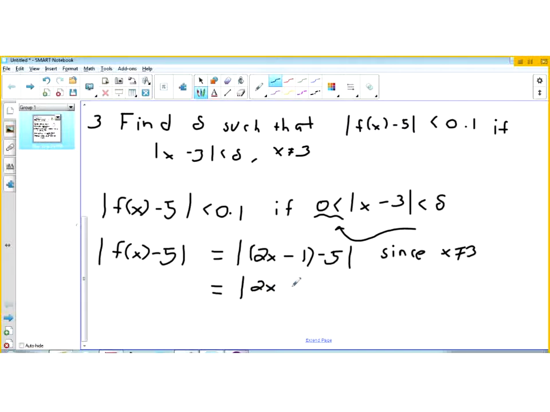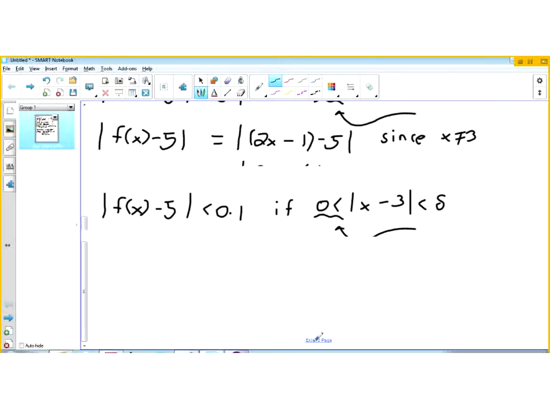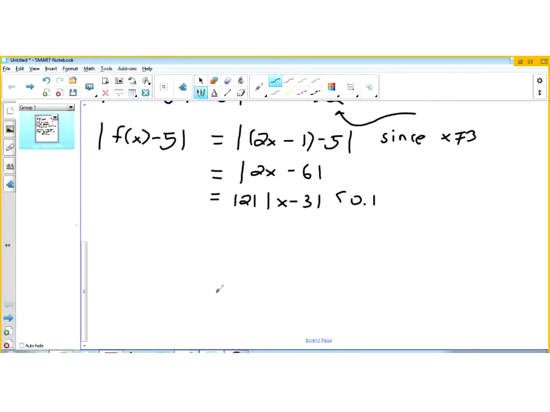So simplifying the algebra, we have 2x minus 6, right? And we can factor out 2. So we have 2 times the absolute value of x minus 3. You can factor absolute values. Okay? And we require this distance to be less than 0.1. Okay? We require that distance to be less than 0.1.